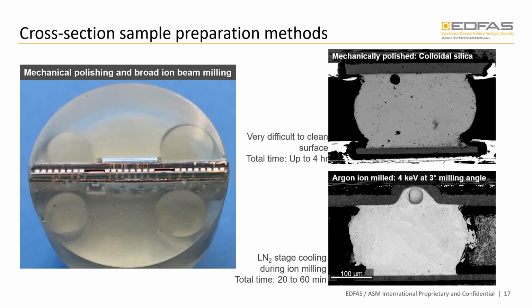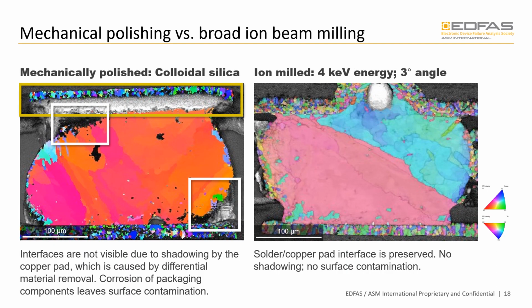You can also cut and embed the device in resin using mechanical polishing or a combination with broad ion beam milling. Mechanical polishing is a complex and very user-dependent process requiring extensive cleaning, and colloidal silica is difficult to remove, leading to long polishing and cleaning times. EBSD results show that with mechanical polishing, the interface between the copper pad and solder is obscured by shadowing from the copper pad due to differential material removal. Contamination and corrosion from packaging and mechanical polishing slurries also make observation difficult.